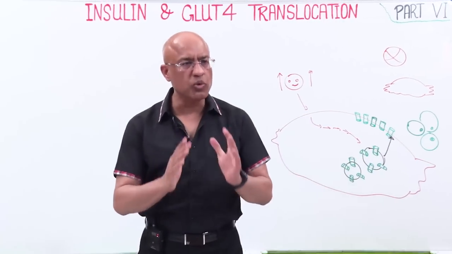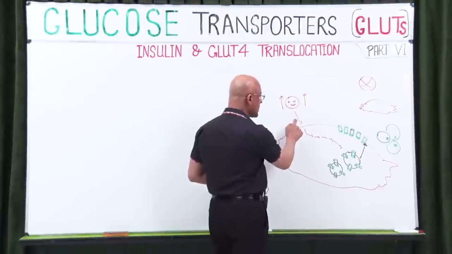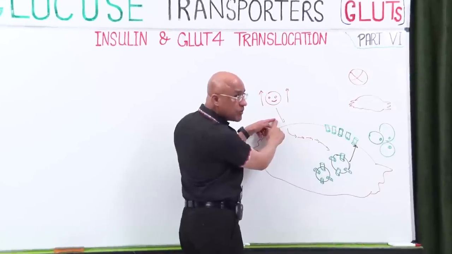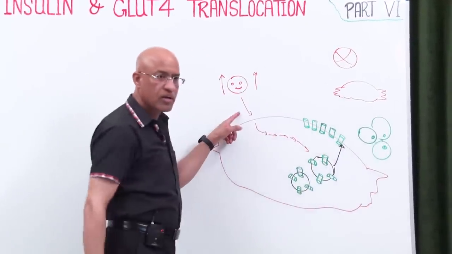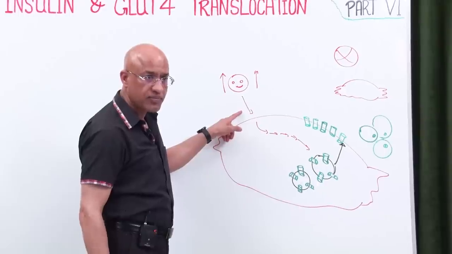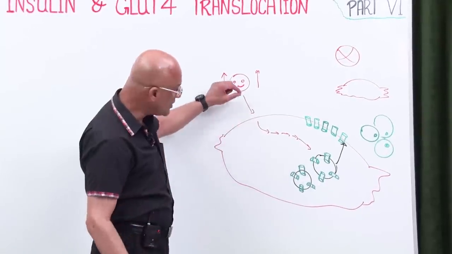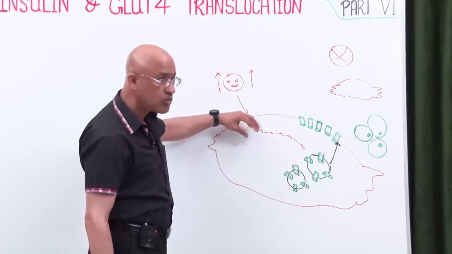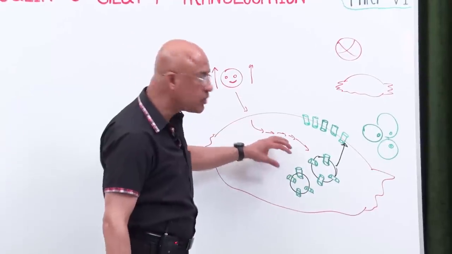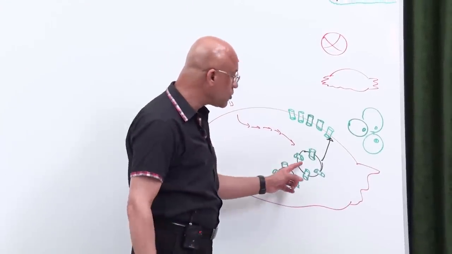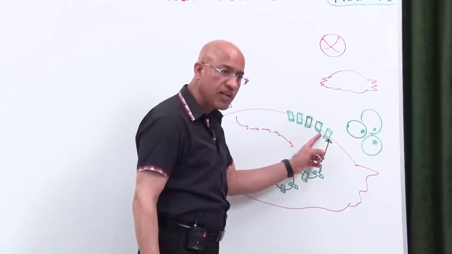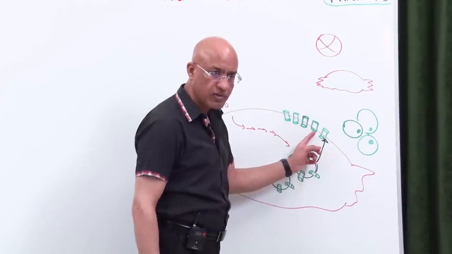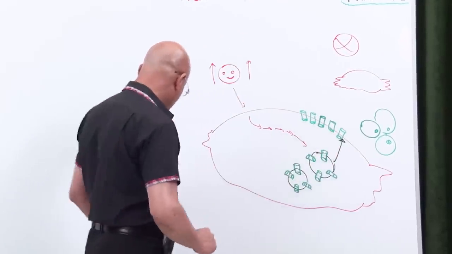Now, our focus today is how insulin binding on its receptor eventually leads to translocation of GLUT4 to the cell surface. Our focus today is that once insulin binds with its receptor, how is the receptor activated, and what are the intracellular signaling pathways which eventually lead to these vesicles fusing with the surface cell membrane and translocating these GLUT4 to the cell surface? Is that right? Now, let's start with it.